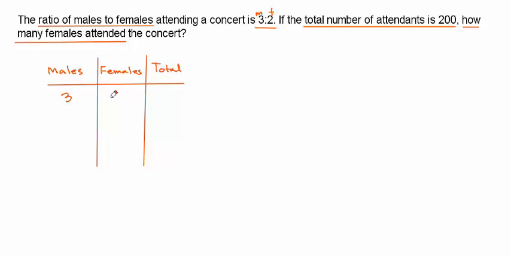If this is 3, this is 2, and the total obviously is 5. Now given that this is 200, we need to find the total number of females. So we need to find this number.